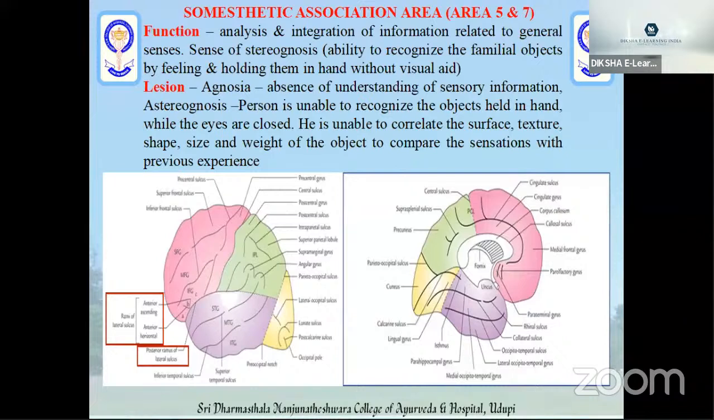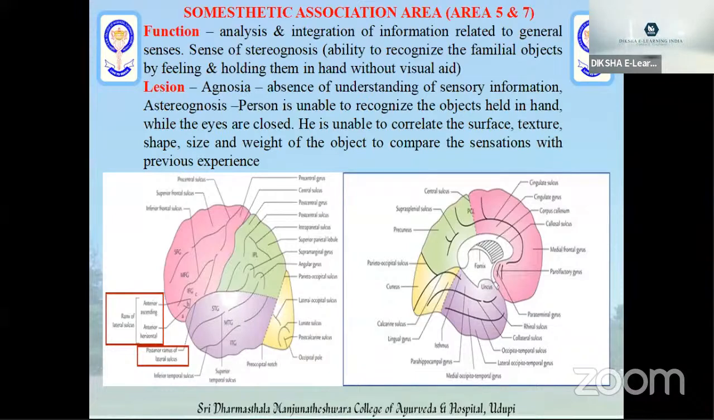Now, what happens if lesions occur here? If lesions occur here, a condition called agnosia will occur. Agnosia means absence of understanding of sensory information. Whatever sensory information you have perceived, you can't understand it properly, whether it is a pin prick or a thorn prick. And astereognosis will be there. The person is unable to recognize objects held in the hand while the eyes are closed, like holding a cube and telling that it has 6 surfaces. He cannot perceive that object properly.